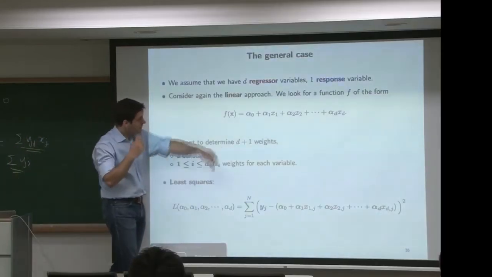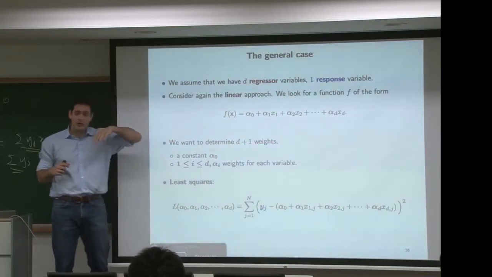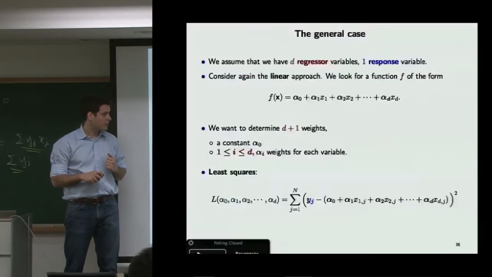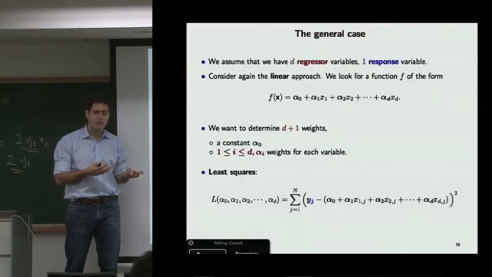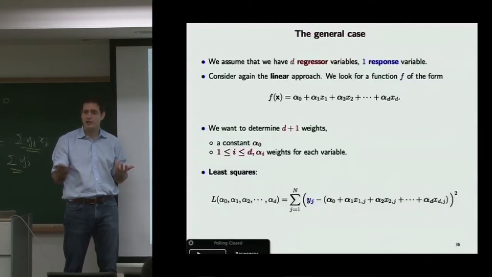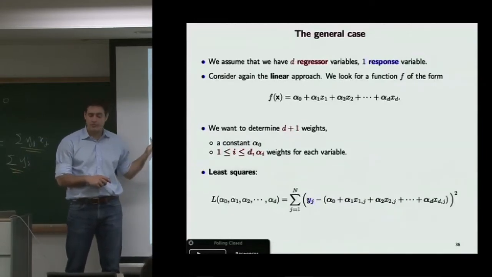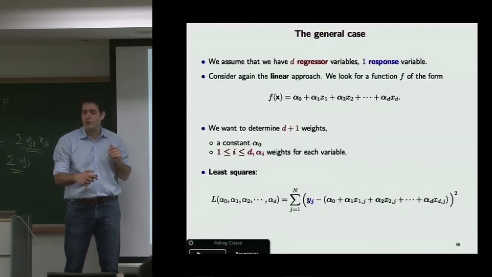So we will assume that we have d regressor variables and 1 response variable. And again, we're looking for linear regression now. We want to look for a function f of x, which will output a linear combination of each of the coordinates. So to go back to the example, we want to find a function which will give us the rent as a linear function of the different variables. So alpha 0 plus alpha 1 x1, etc. So we need to determine d plus 1 weights. Okay?